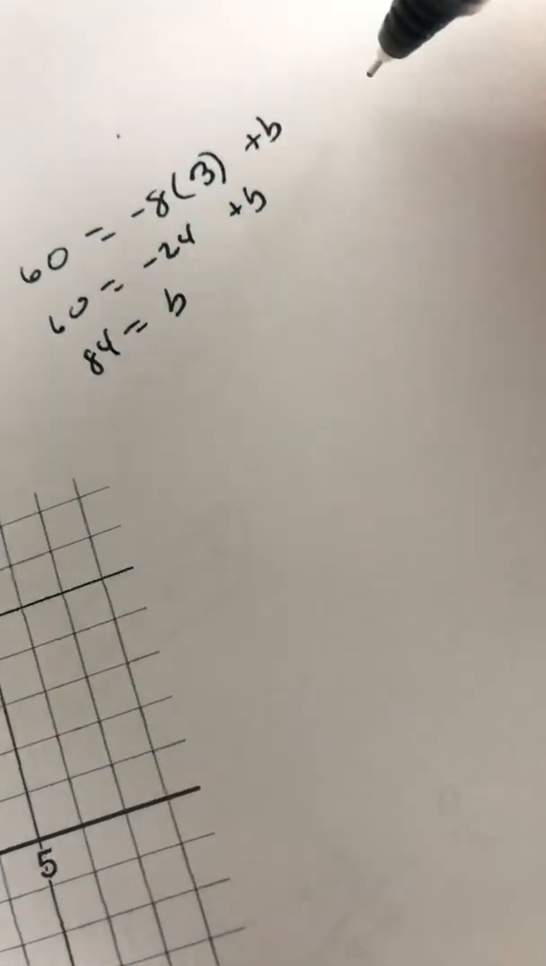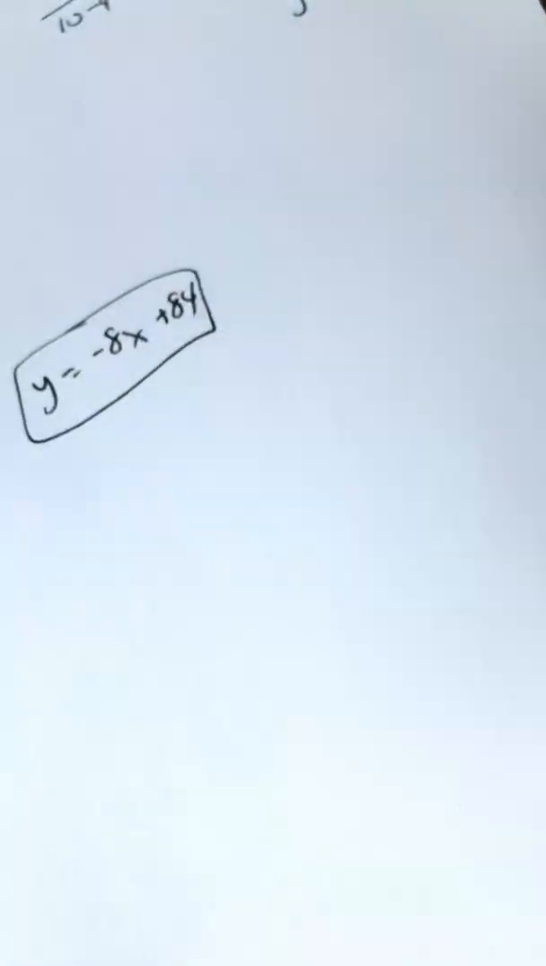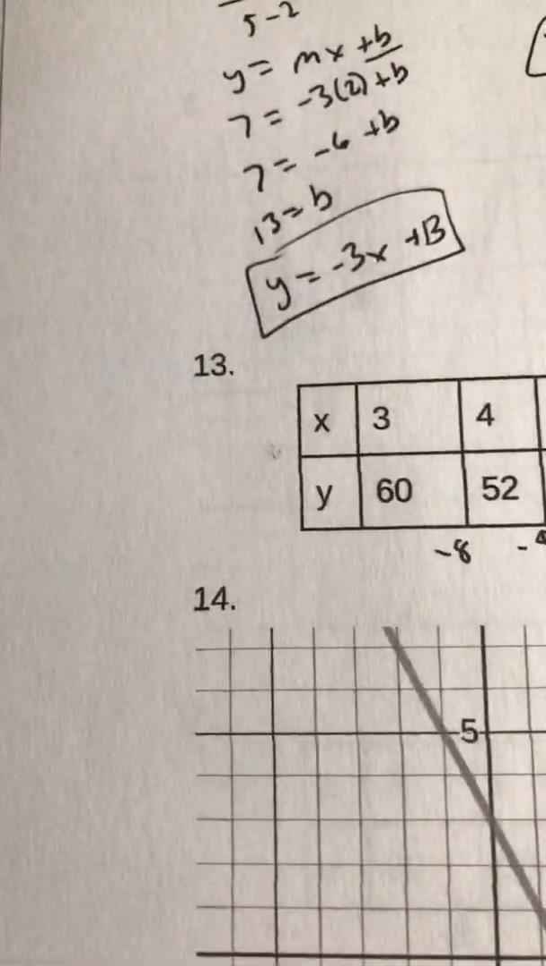So negative 8 times 3 is negative 24. If I add that over, I get 84. So my equation is negative 8x plus 84. There's the equation for number 13.